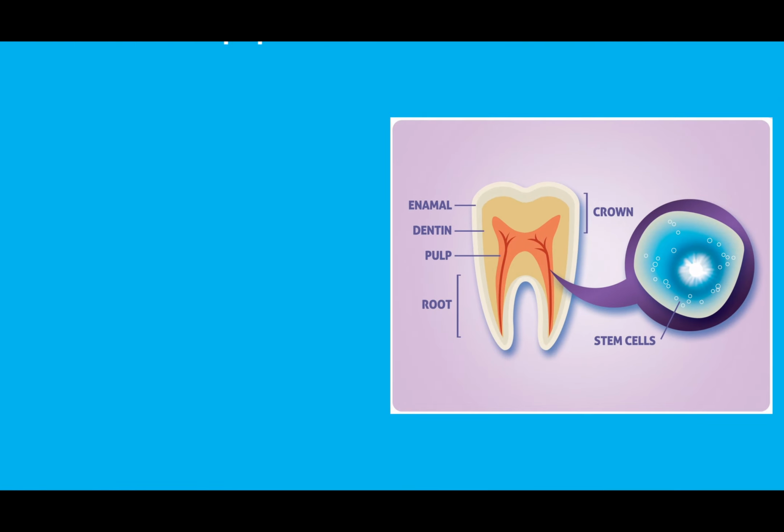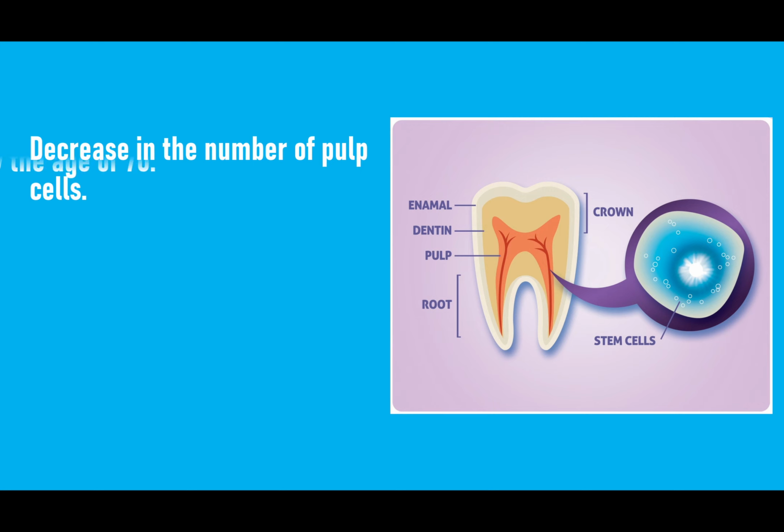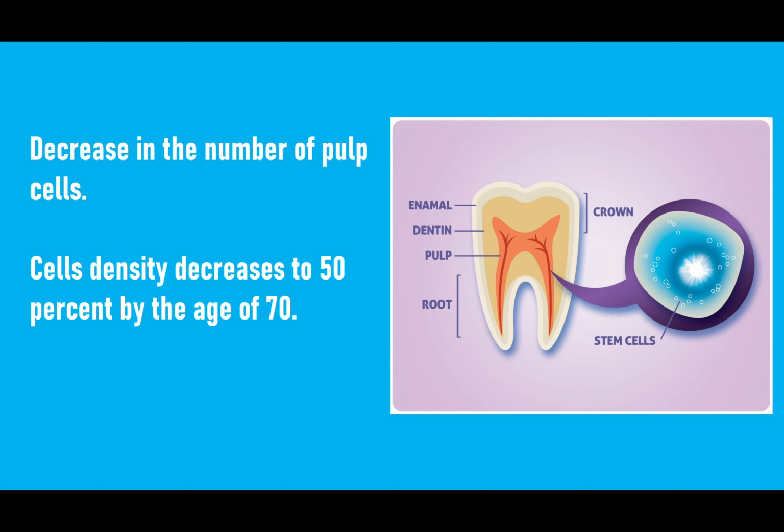Number third change that happens in pulp with age is decrease in the number of pulp cells. Cell density decreases to 50% by the age of 70. Like if you have 100 cells when you were born, your cell density will be 50 at the age of 70, because the decrease in the number of pulp cells happens continuously with age.